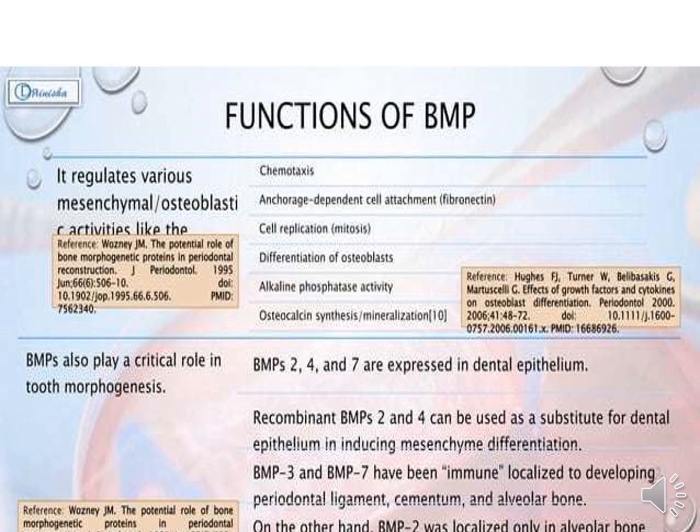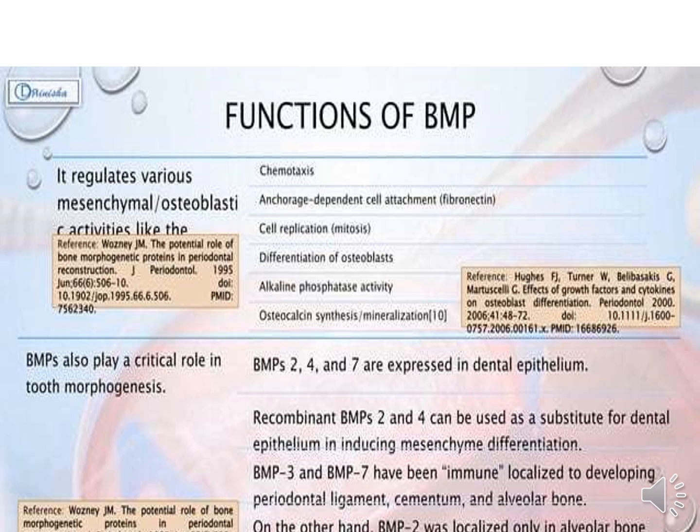Functions of BMP. It regulates various mesenchymal and osteoblastic-like activities, chemotaxis, anchorage-dependent cell attachment, cell replication, differentiation of osteoblasts, alkaline phosphatase activity, and osteocalcin synthesis or mineralization.